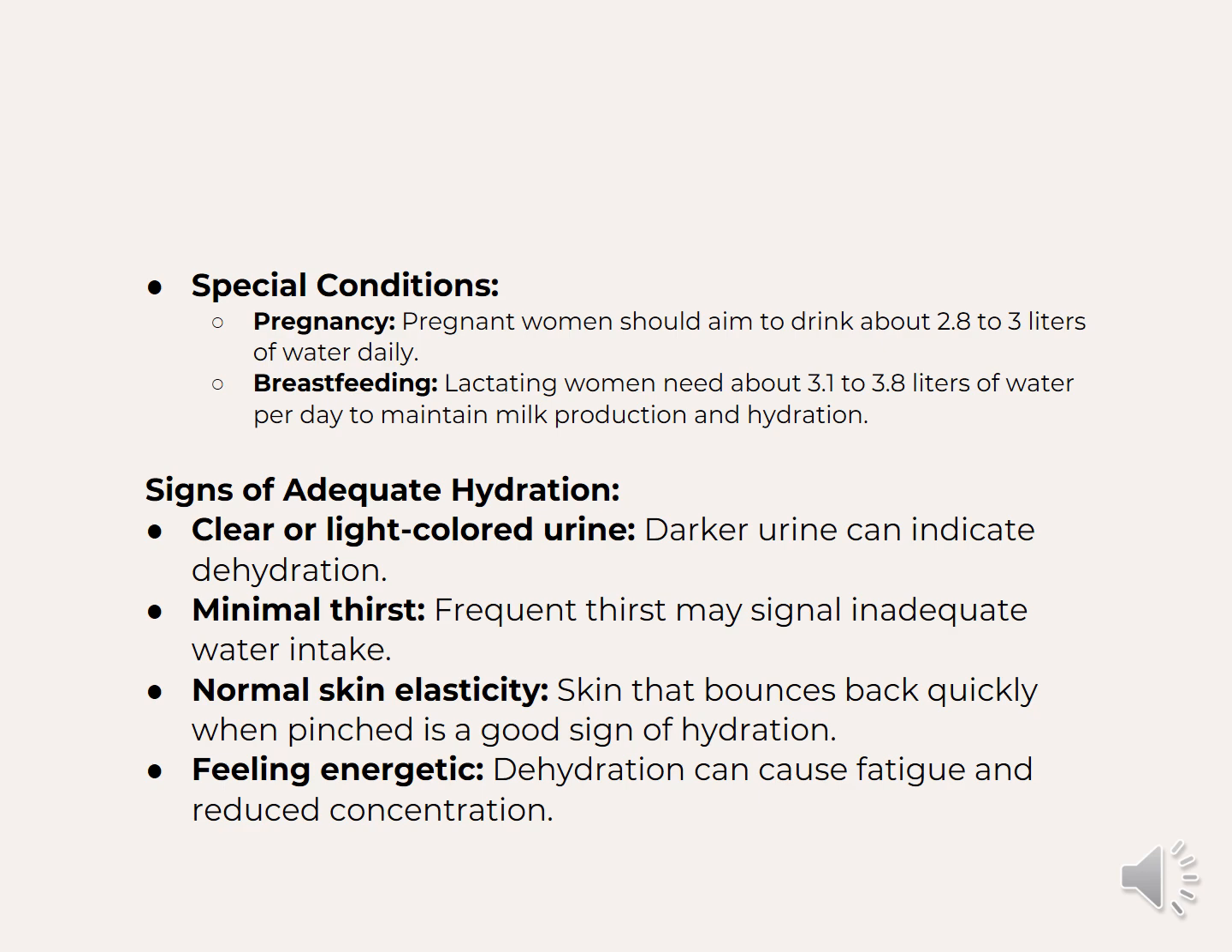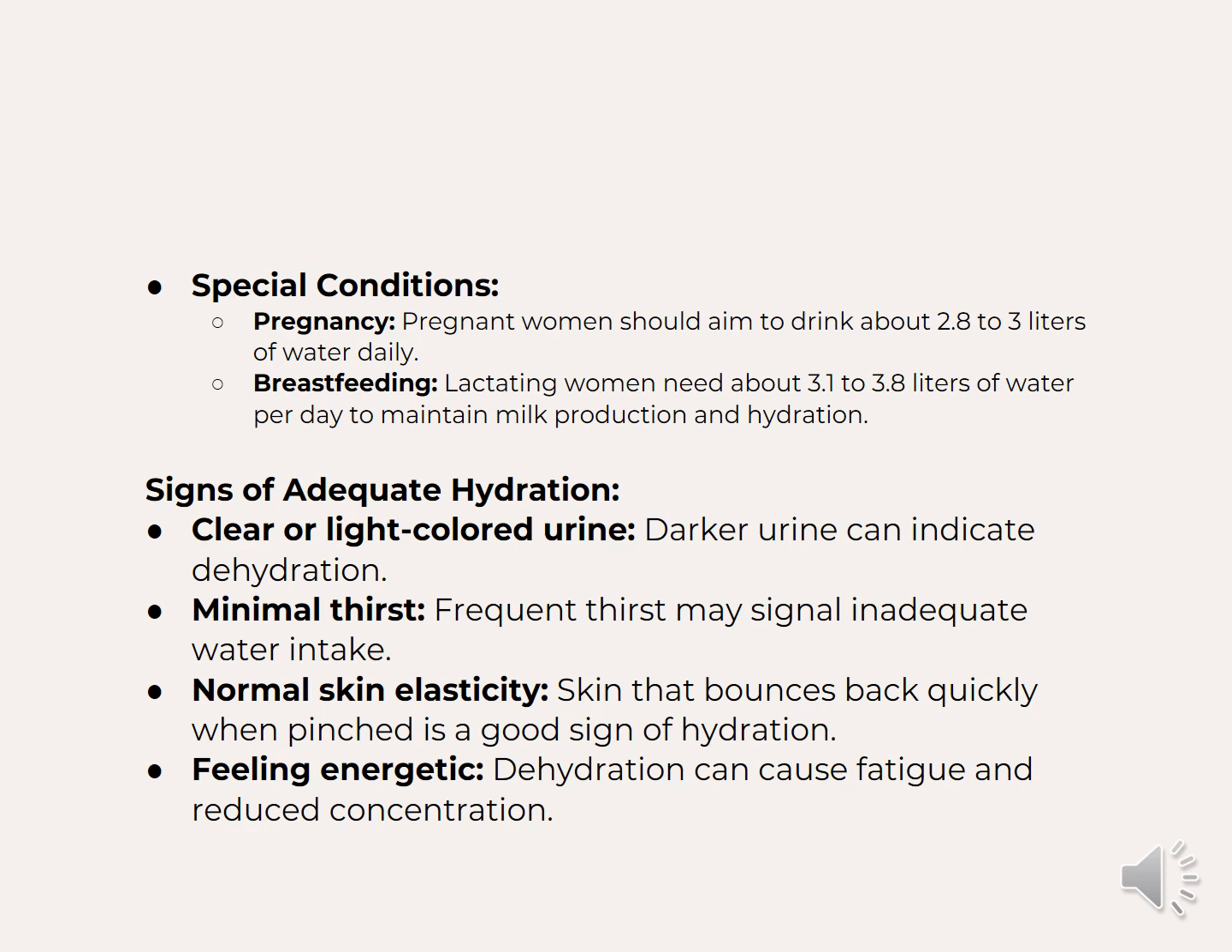In special physiological conditions like pregnancy, pregnant women should aim to drink about 2.8 to 3 liters of water daily, because better absorption of food will lead to transfer of food from the mother to the baby. Breastfeeding. Lactating women need 3.1 to 3.8 liters of water per day to maintain milk production and hydration.